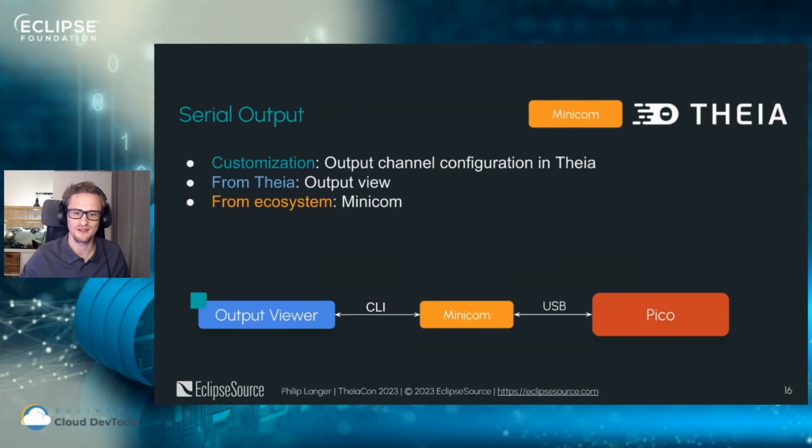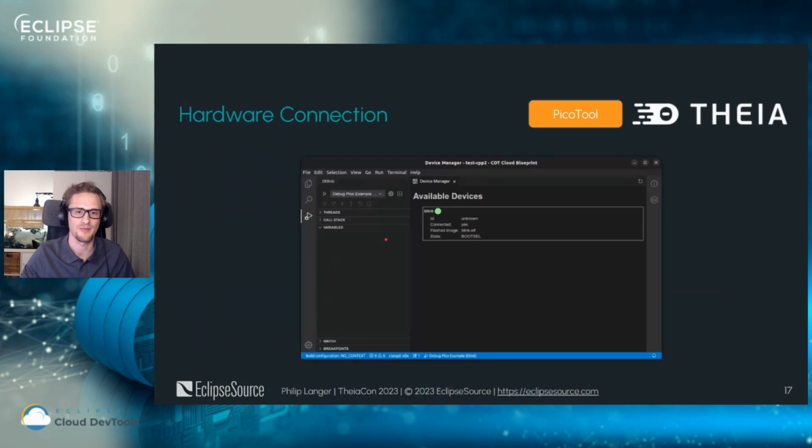How is this actually done? It's basically using the existing tooling, the CLI, the command line interface of Minicom, and integrating that into Theia, which is super easy because you have this output channel configuration in Theia to just print anything to an output. So we communicate with this process and channel everything into this output channel. We basically benefit from the generic Theia here, and of course from the ecosystem with Minicom.